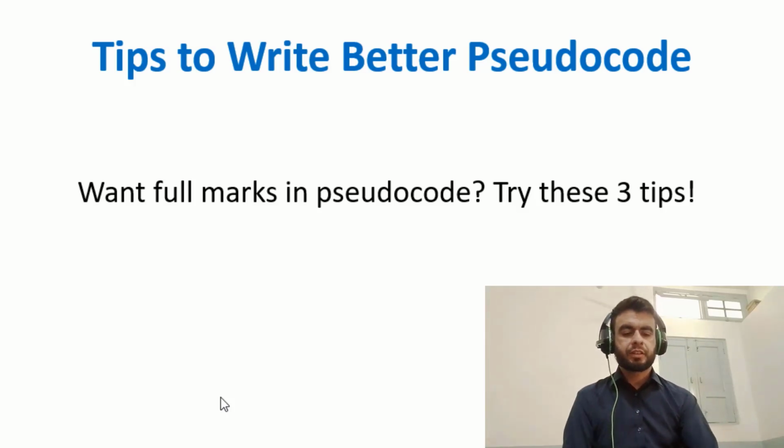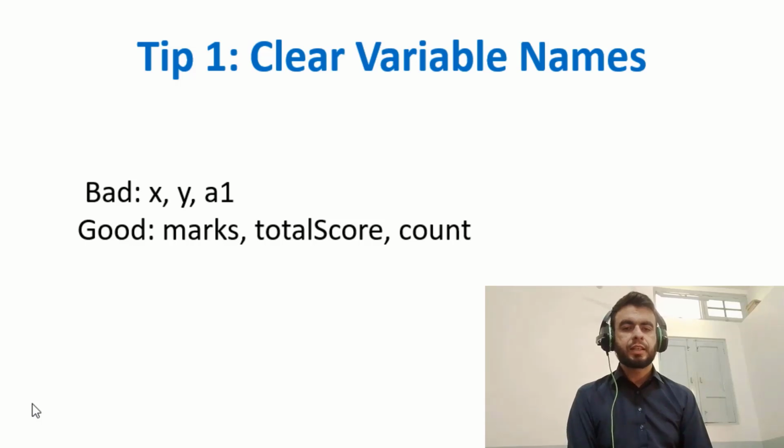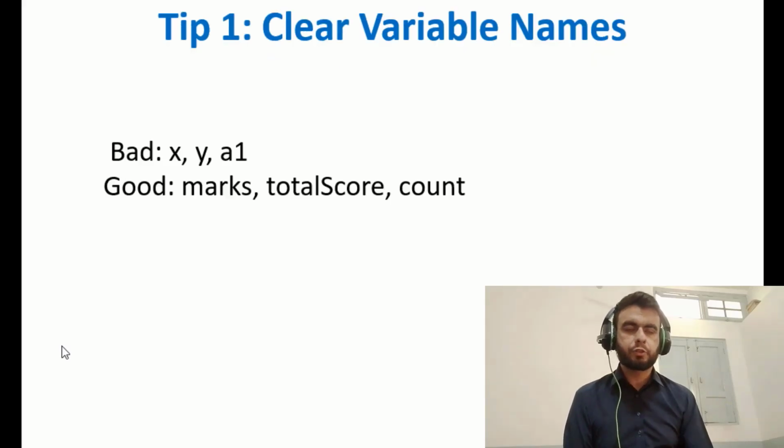Number first, the very first step is you have to write clear names for your variables. You have to write meaningful names for variables. Take the example: suppose I am writing the variable names x, y, z, a1, a2, or any abc. So these variables are not meaningful. This is not a good practice. You can face a deduction of marks.